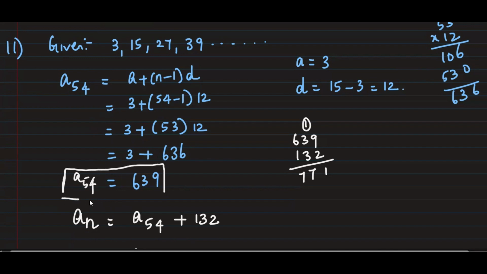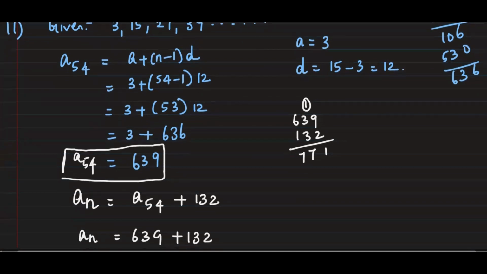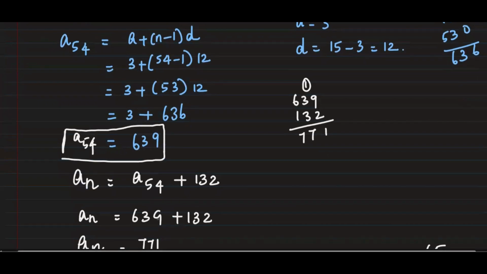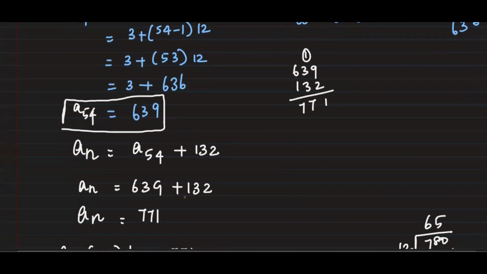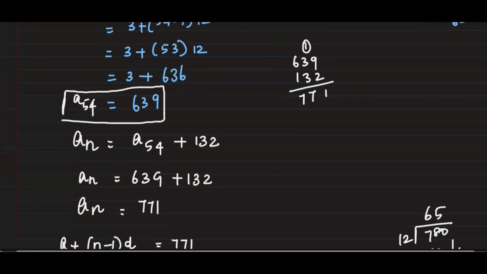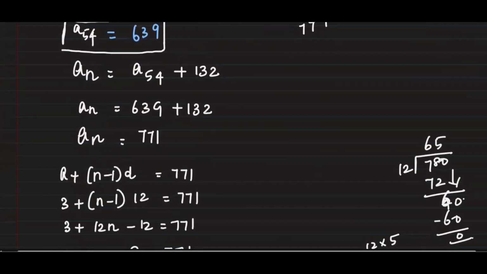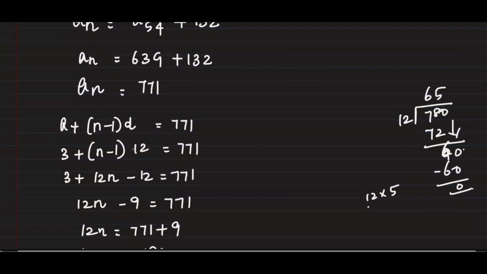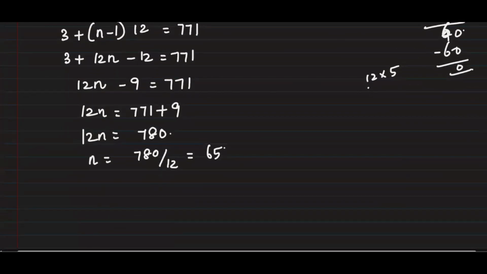So substitute all the values, and you will get the value for A54. A54 is 639. Now the question is, we have to find the term which is 132 more than A54. So when you add 132 to the value we got, that is 639, we get 771. Now we have to find the n value for 771. So when an is equal to 771, put the formula a plus n minus 1 into d. The a value we know, the d value we know, and we have to find n, equating it to 771. So solve it to get the answer for n. Here the n value was 65. So that's the final answer. The term will be the 65th term. Fine, clear, easy.